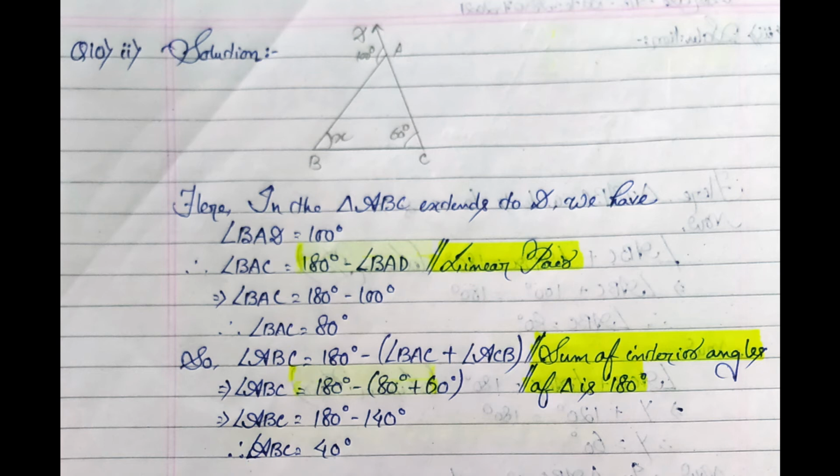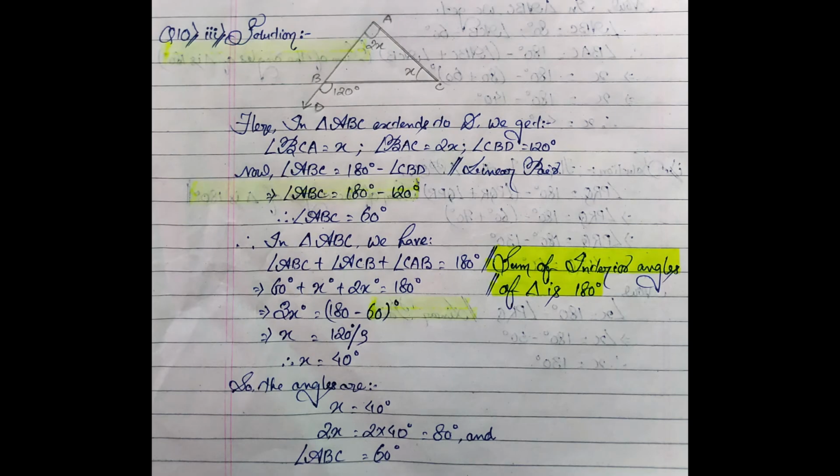And here also we have used the two theorems, that is linear pair, and the sum of the interior angles of a triangle is 180 degree. On question number 10.3, here in triangle ABC, I have extended it to D, and we get angle BCA equal to x, angle BAC equal to 2x, angle CBD equal to 120 degree. Now angle ABC is 180 degree minus angle CBD. Therefore angle ABC becomes 60 degree.